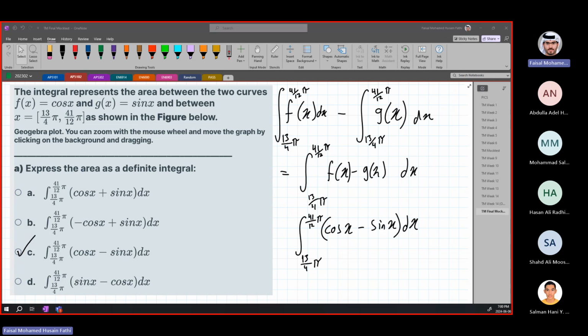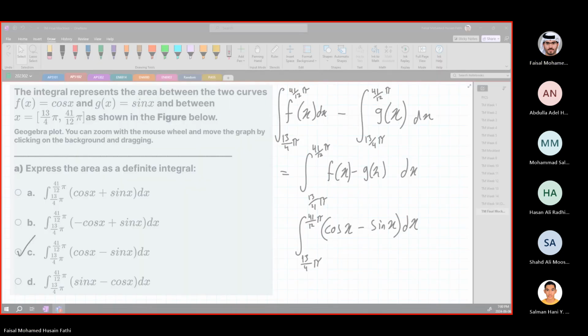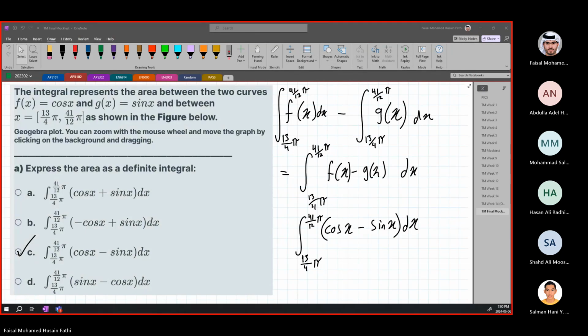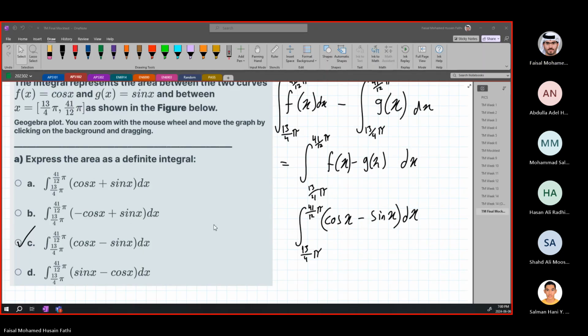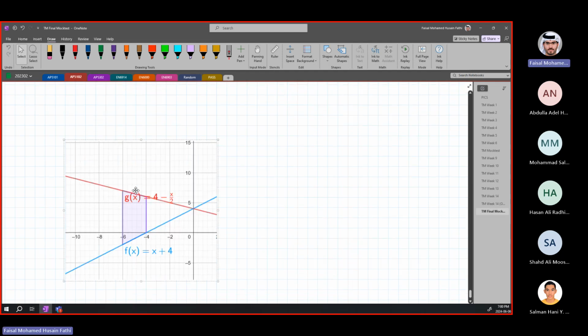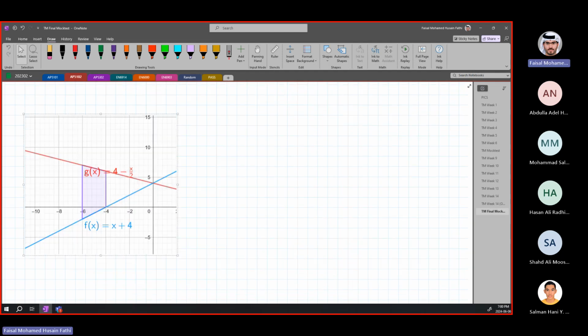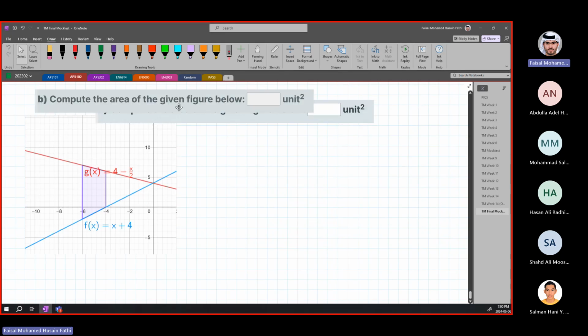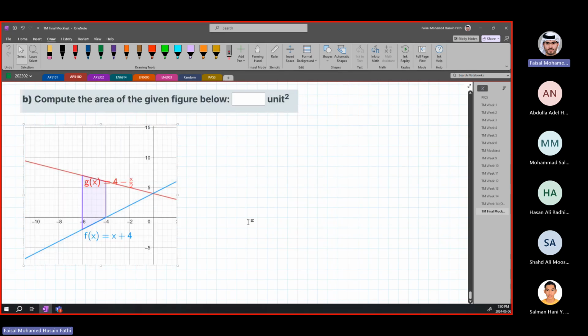The second part of this equation is, let me take a screenshot of this, just a second. One second, I'm just trying to make it look good. Okay, there we go. So the question says, where was the question? Over here. Compute the area of the figure given below. So this figure over here.